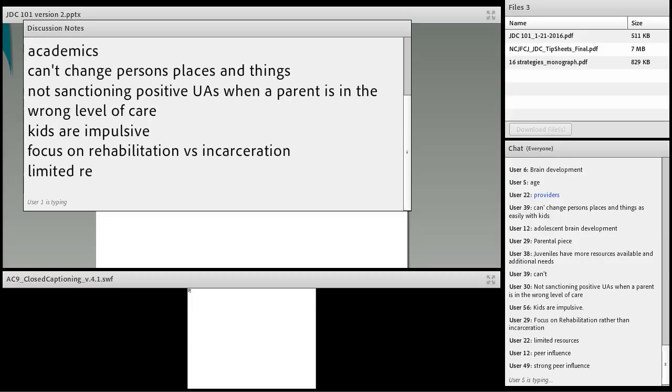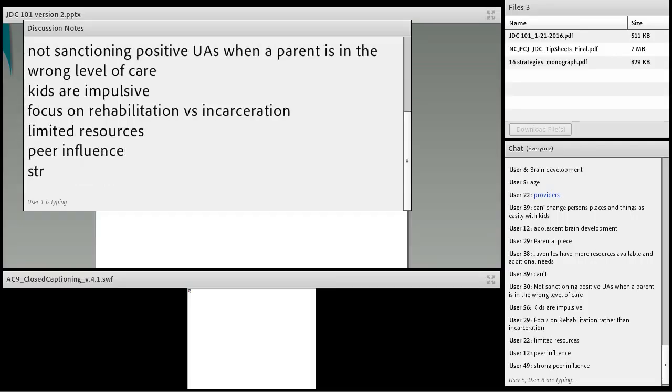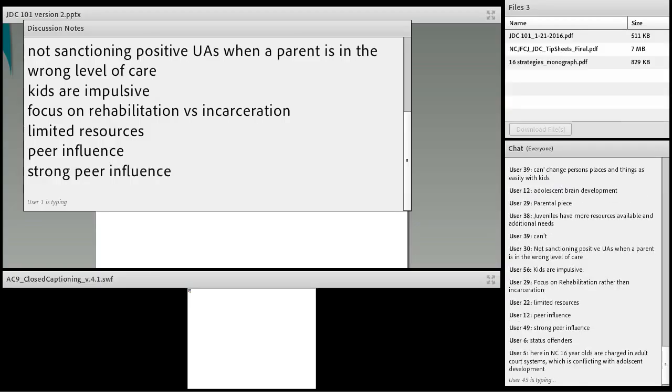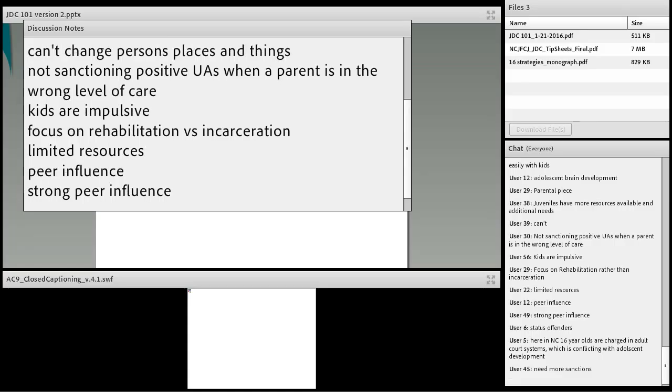Yes, juveniles have more resources available and additional needs. Not sanctioning for positive UAs. Yes, that's hard to figure out, how to balance sanctioning and behavior change. Focus on rehabilitation rather than incarceration. So you guys have basically done the entire presentation just now answering this question. And you want to have more options for sanctions. Yeah, with adults, we know that sending them to jail for a day or two can be a really effective way to get their attention. That flash incarceration is getting some really good reviews on the adult side.